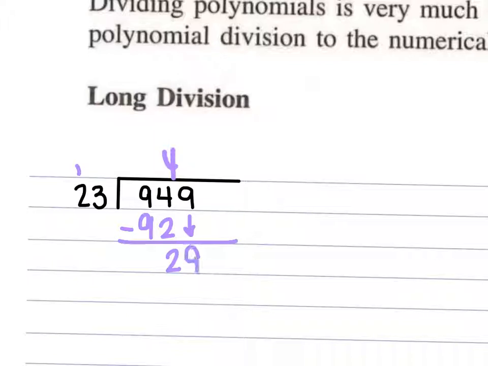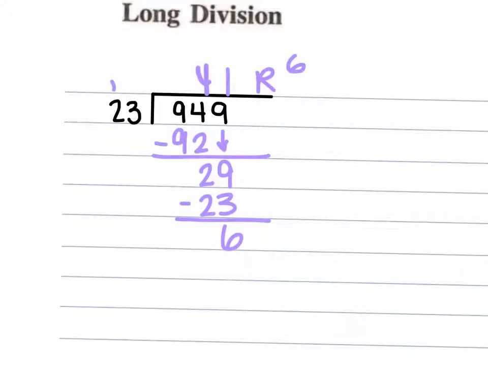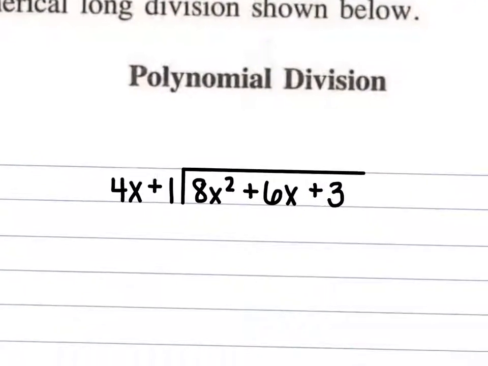Bring down that 9. So 23 goes into 29 one time. From there, 1 times 23 is 23. Subtract, and there's 6 left over. So we have 41 with a remainder of 6. If we were to do this fraction-wise, it would be 41 and 6 over 23, because the 23 is what we are dividing by. It is the same concept for when we divide polynomials.